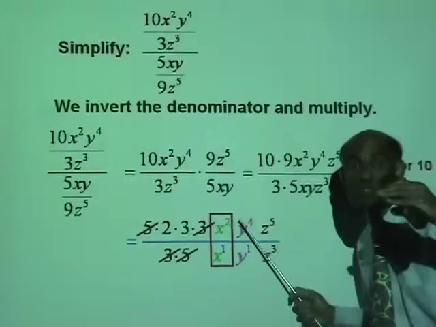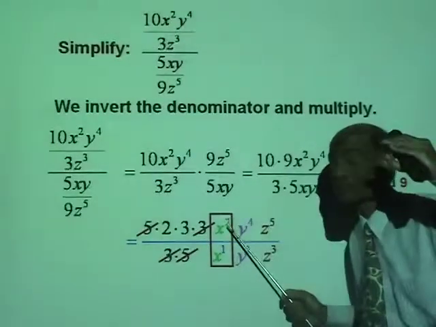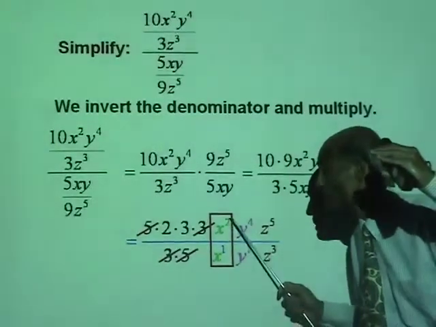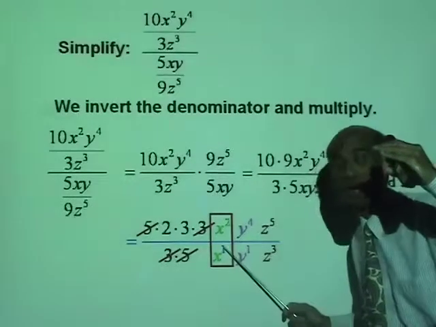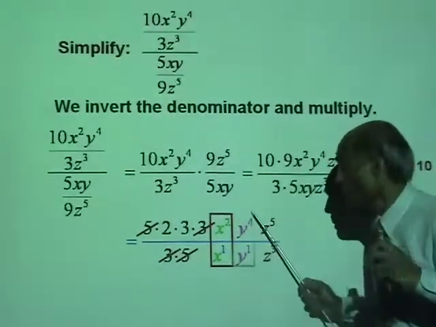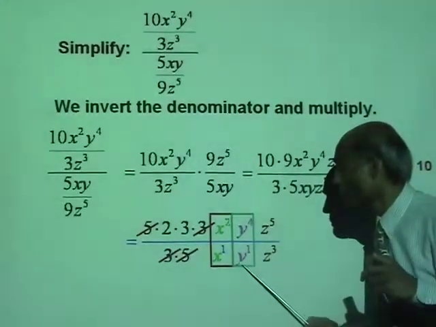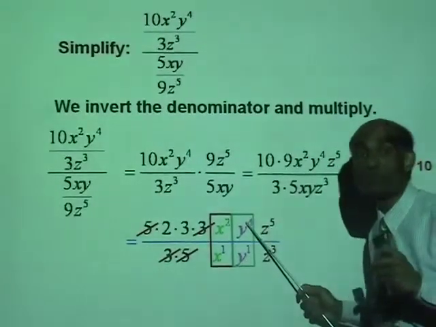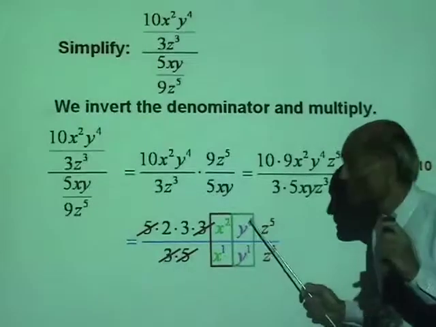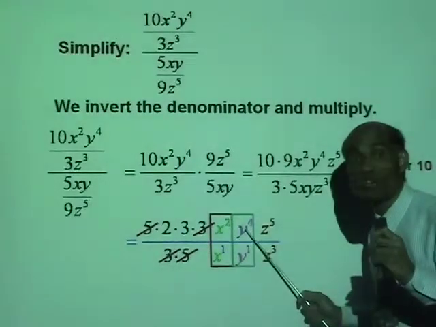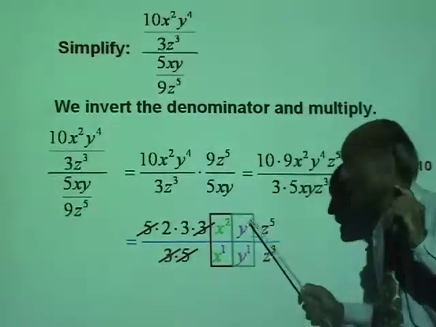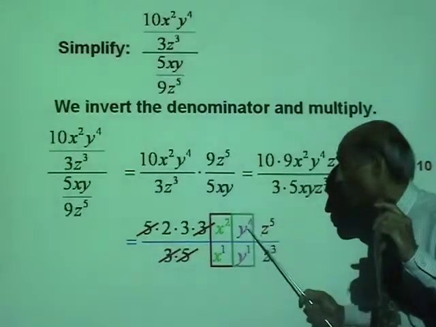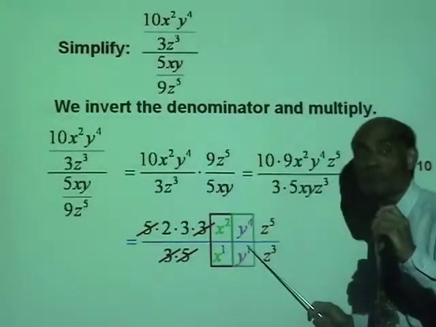That means the answer is going to stay on the numerator as x to the power 2 minus 1. And now, y to the power of 4 divided by y to the power of 1. Again, the numerator power is greater. Therefore, the answer is going to stay on the numerator as y to the power of 4 minus 1.